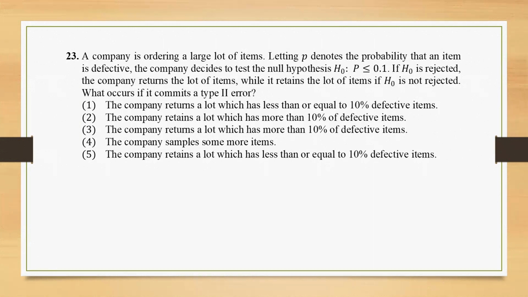So if you know the definition of type 2 error, there are two types of error in hypothesis testing: type 1 error and type 2 error. In type 1 error, what we do is reject the correct null hypothesis. And in type 2, we reject the correct alternative hypothesis. So what is the correct alternative hypothesis?